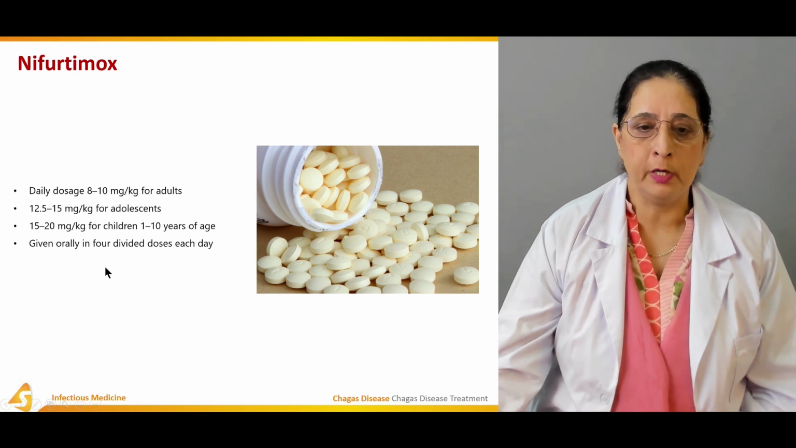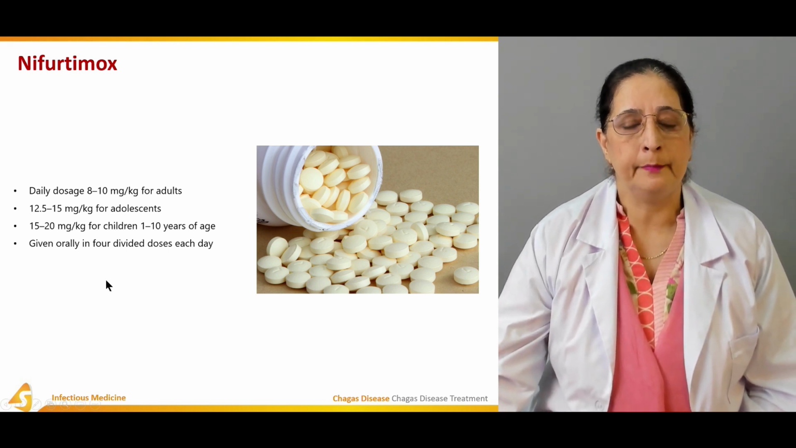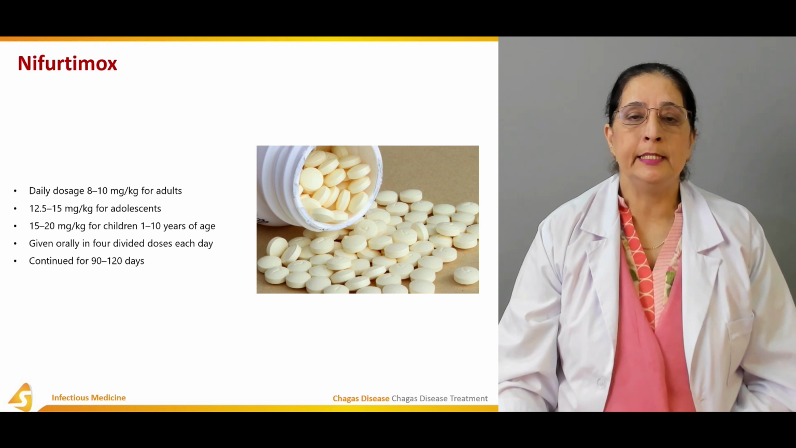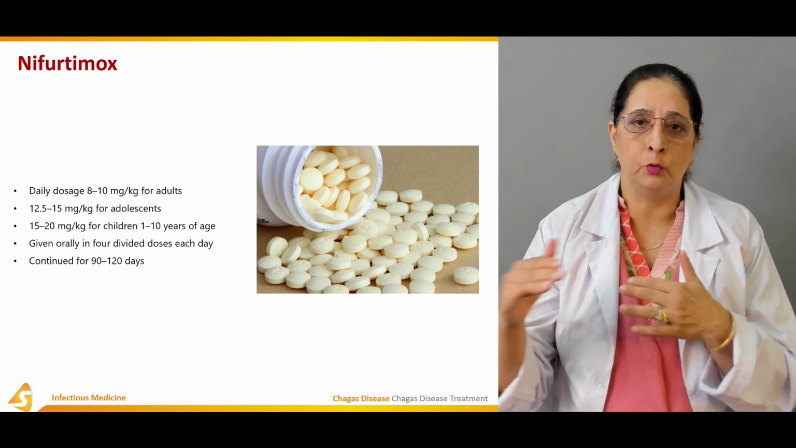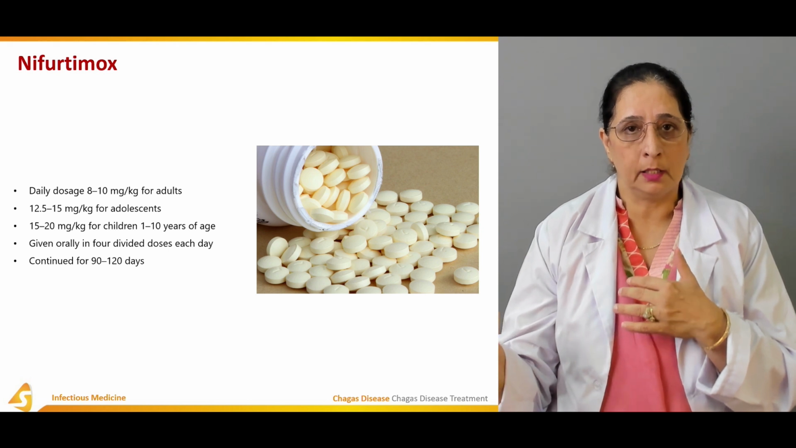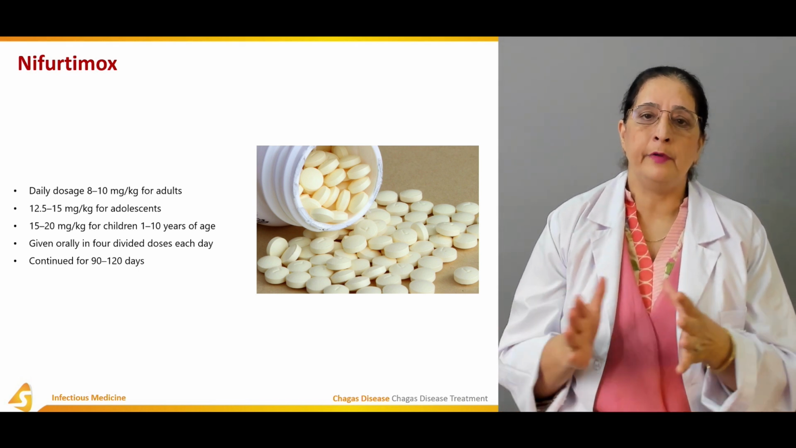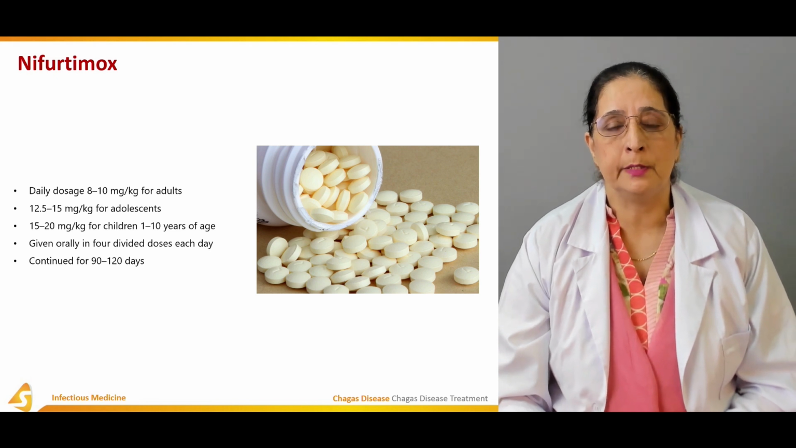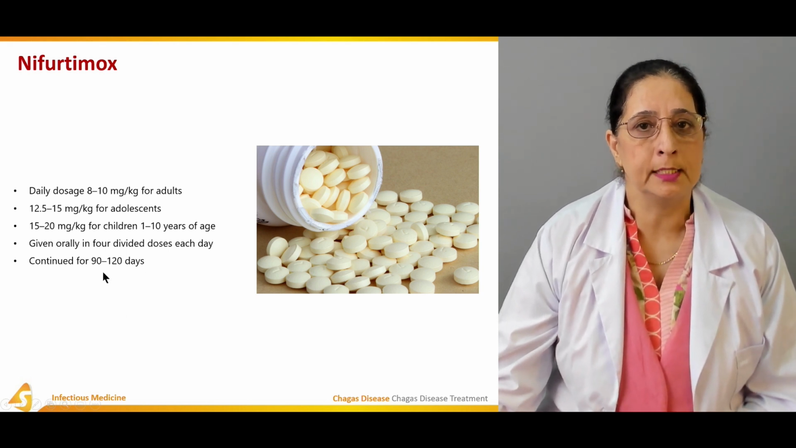It is given orally in 4 divided doses each day, so we can say 4 times a day, or QID. It is continued for 90 to 120 days. It's a long time, but there is a time, up to about 8 weeks, when patent parasitemia is occurring, and after that we have the indeterminate phase. So to reduce the illness or the symptoms in that phase, we need the treatment, and that is for 90 to 120 days.